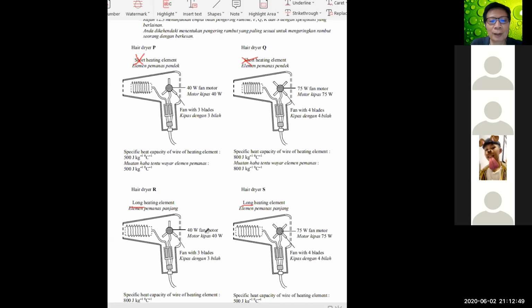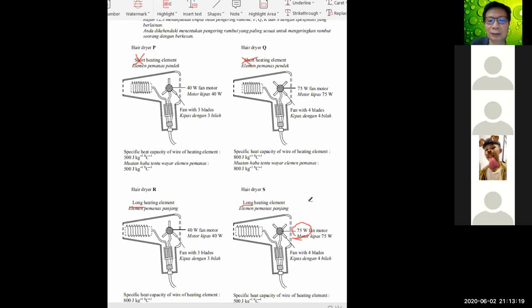Okay, next. Fan motor. Between 40 watt and 75 watt, which one do you choose? 75 watt. Yes, 75 watt. Why do you choose the higher power one? So it can produce stronger wind. Yes, the motor can turn faster. When it can turn faster, it can produce stronger wind.